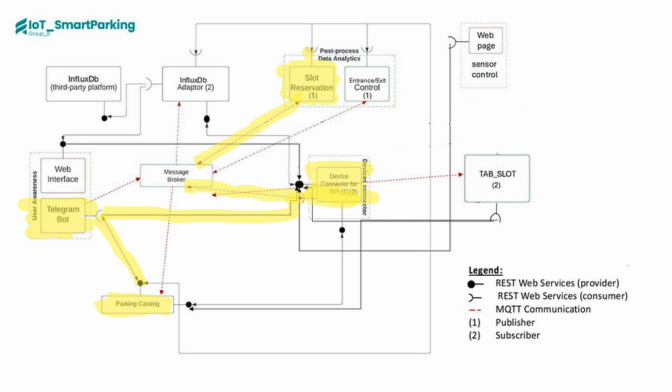From this image, we see that after booking, the Telegram bot sends a post request to the system via the message broker, updating the parking status and synchronizing the catalog and the device.